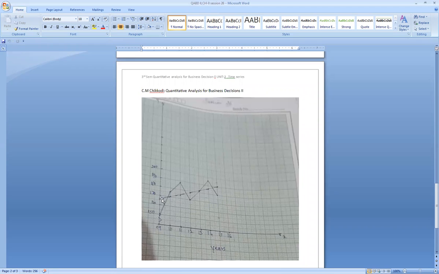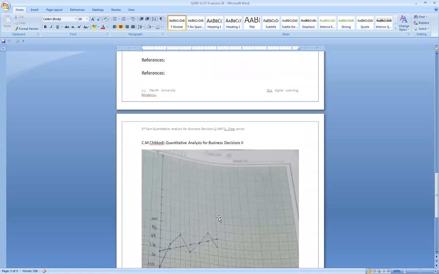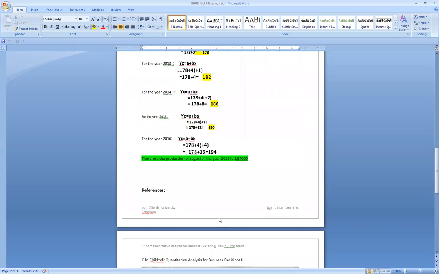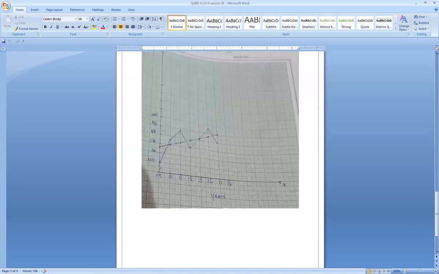You have to put a dash line, an exact straight line you are going to get. That is called the trend line. So this is how we'll have to mark both the trend line and the actual line on the graph. So with this, I'm going to end the session.